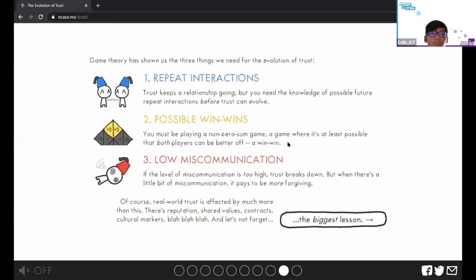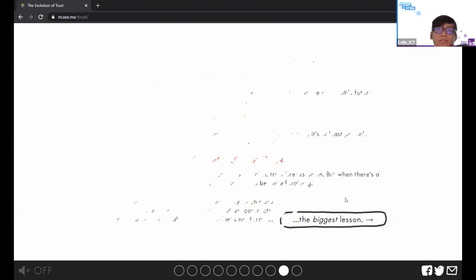And lastly, low miscommunication, like we just discussed previously. When the level of miscommunication is too high, trust usually breaks down. So the cheaters will always win, if you remember the models previously. So lower miscommunication is always better.